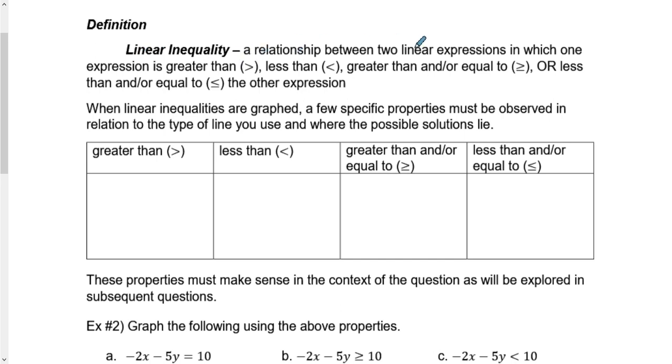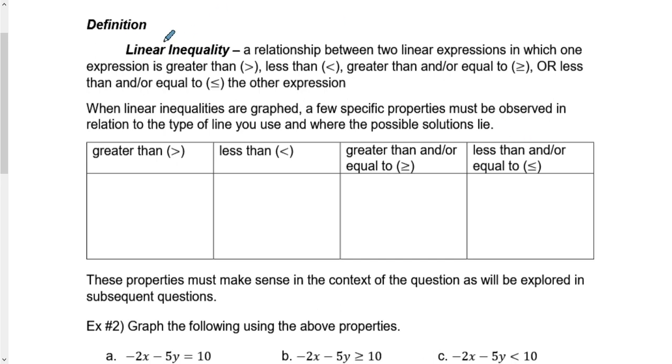It's a relationship between two linear expressions in which one expression is greater than, less than, greater than and/or equal to, or less than and/or equal to the other expression. When linear inequalities are graphed, a few specific properties must be observed in relation to the type of line you use and where the possible solutions lie.